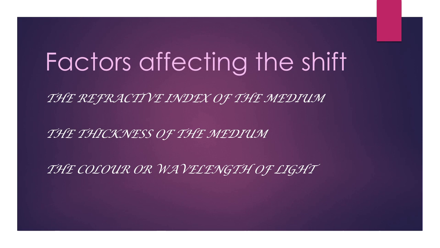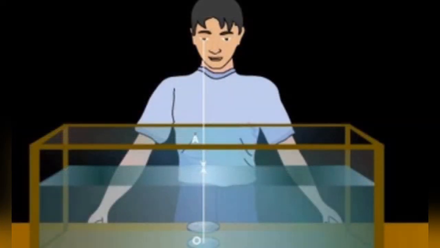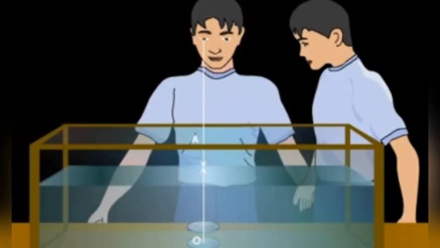That means the shift is more for violet light than for red light in a given medium. So we can conclude the apparent depth of an object lying in a denser medium is always less than the real depth when viewed from any direction in a rarer medium.